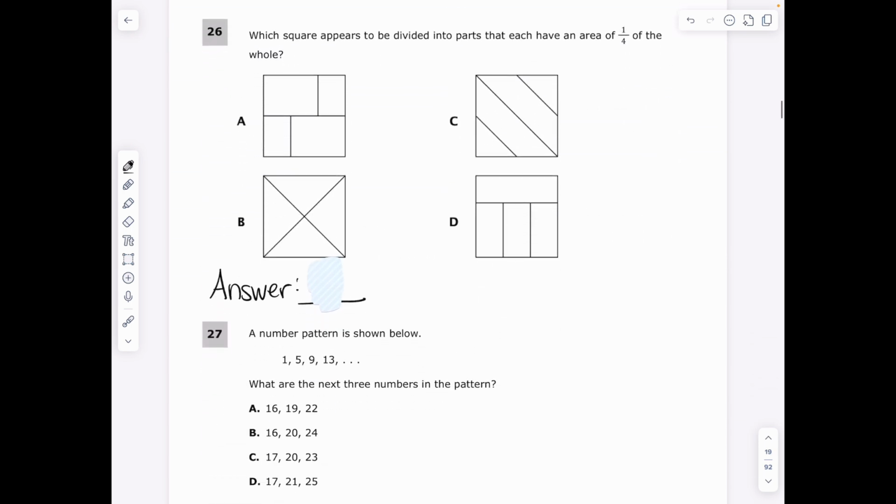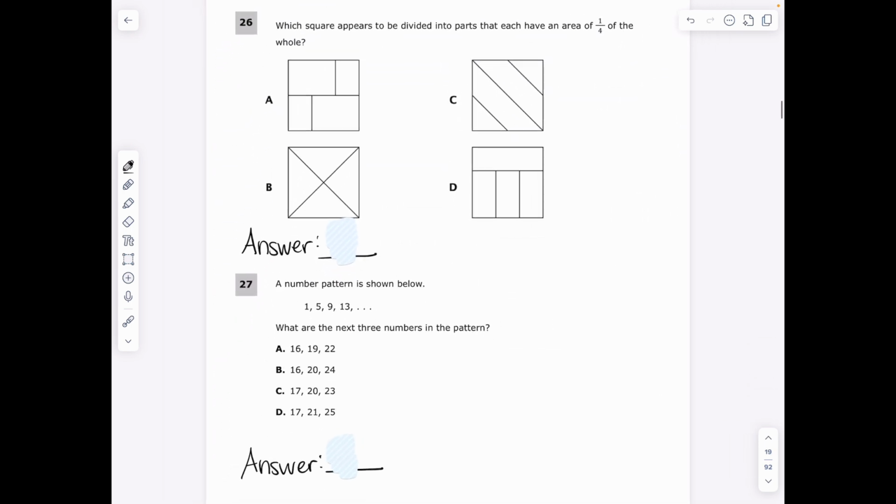All right, let's start with 26 and 27. The answers are B and D. For the first one, we want to know which one has been divided so that each has an area of 1/4. So that means which of these, when I cut them up, they have the same area.